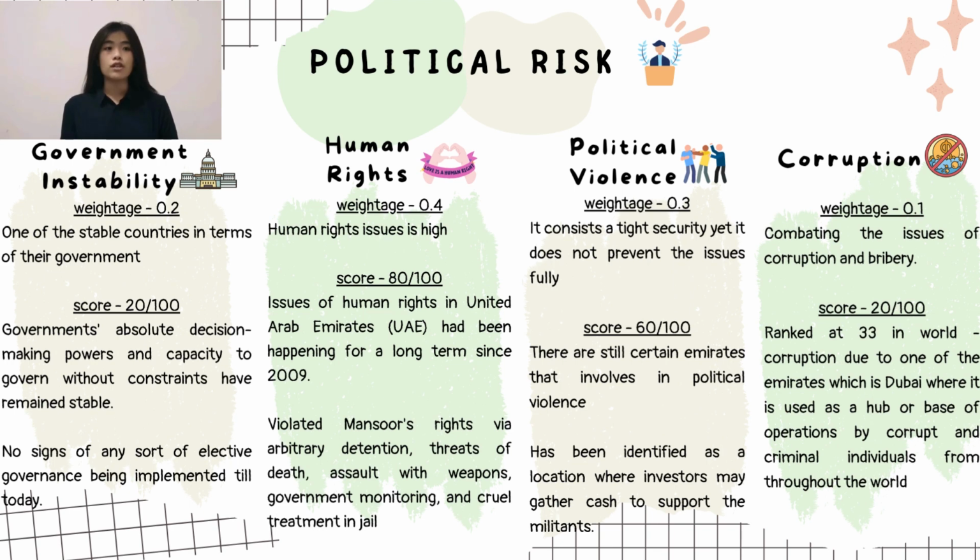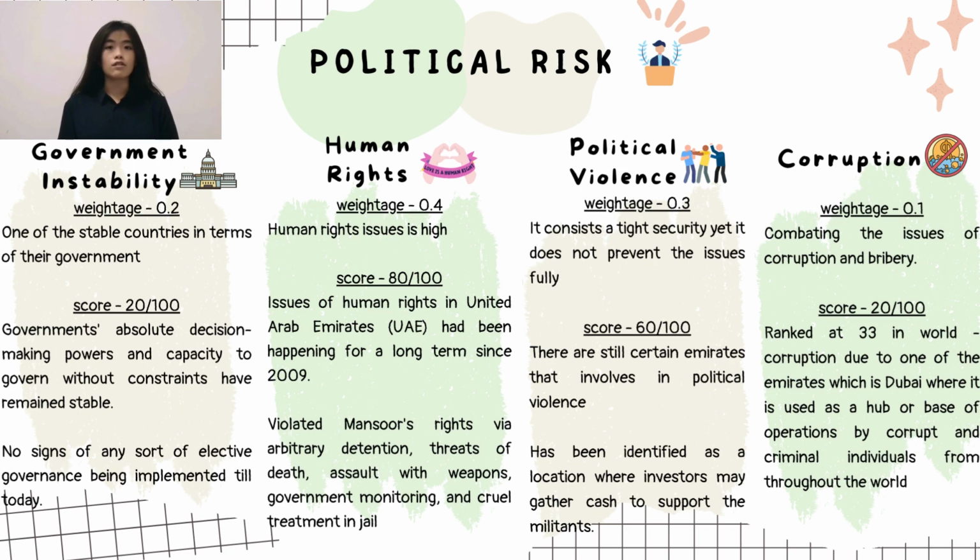Last is corruption, which has the lowest weight among all, at 0.1. This is because the UAE is always combating the issues of corruption and bribery, and thus this issue does not bring a big impact on the country. The score given was 20 out of 100 because the UAE is ranked 33rd based on world data, and it does not have many issues with corruption; based on the world data, corruption has decreased in the long term in recent years.